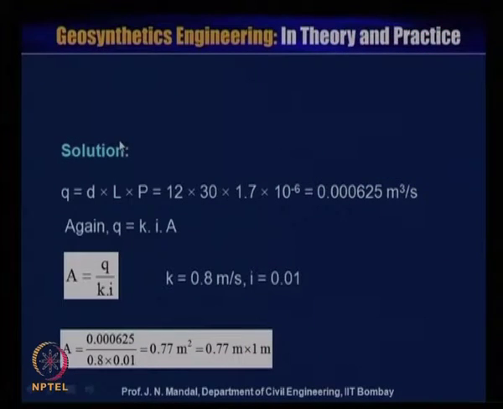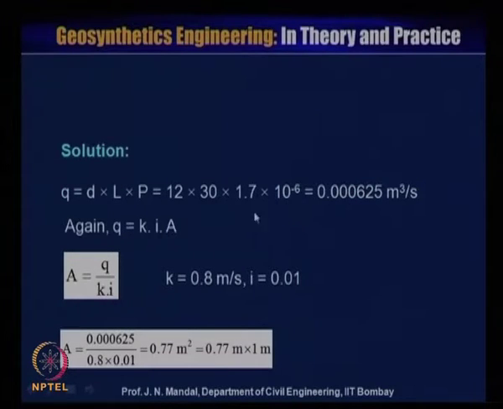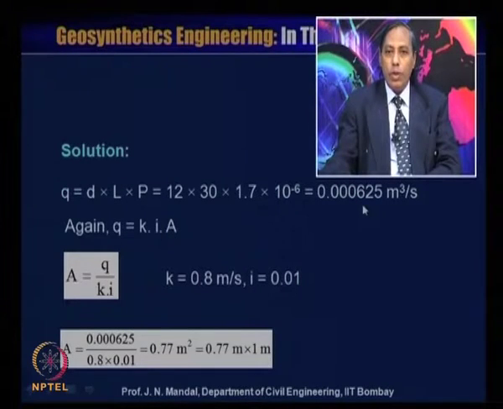So, solution: you know the equation Q is equal to D into L into P. D is 12, L is 30 and P is 1.7 into 10 to the power minus 6. We have calculated P is equal to 1.7 into 10 to the power minus 6. So, Q will be equal to 0.000625 meter cube per second.